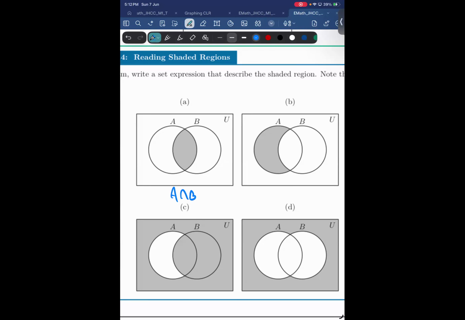Okay, for part B, it lies in A but not in B. So here will be A intersect B complement, because it lies out. It is everything in A that is not in B.